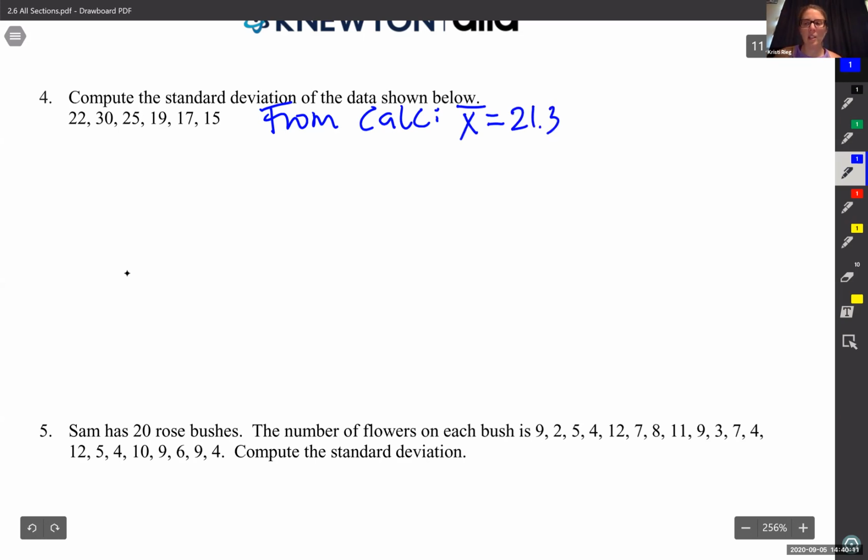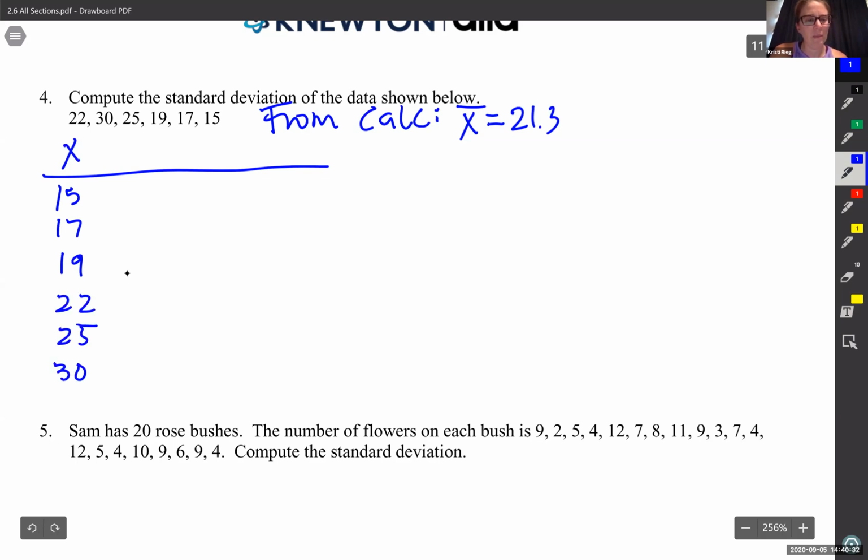Okay, so now I'm going to do this with all the data points. I like to write them in number order just because it makes the arithmetic easier. First I have all my X's, all my data points: 15, 17, 19, 22, 25, and 30. All my data points.